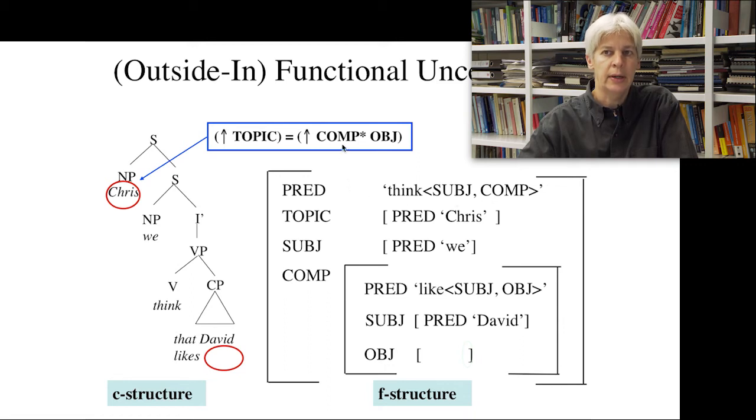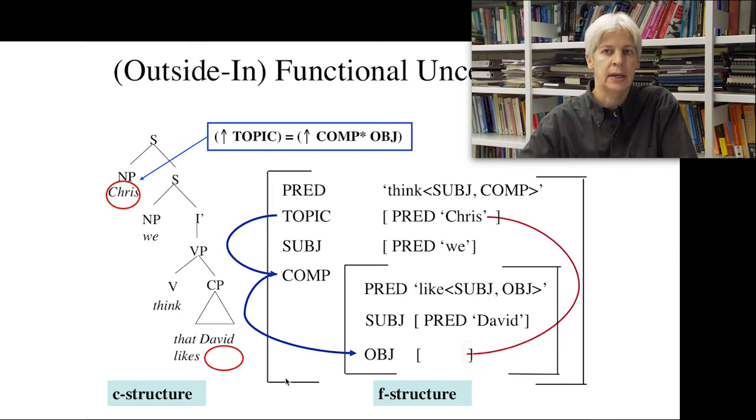Then I can try 1 comp. Okay, let's try 1 comp. Let me look down here into the comp and check if in here somebody needs an object. And in fact, likes does need an object. It hasn't been identified yet. So you can say, okay, then the topic of the clause is the comp's object, and we can identify the two with one another. This is what this red arrow, this red line here is doing.